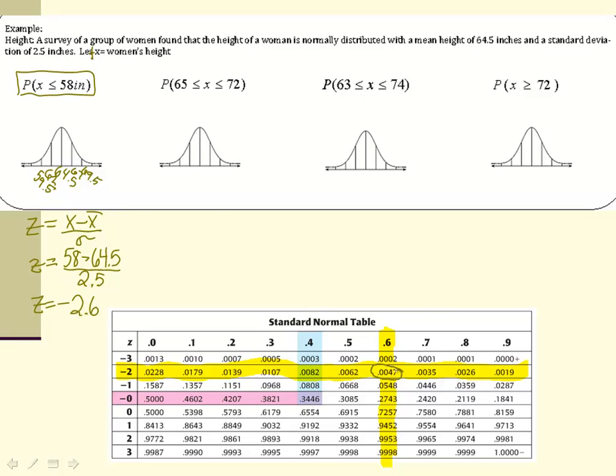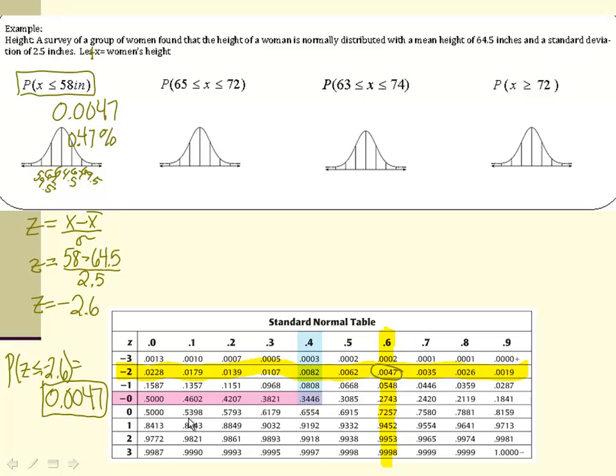So the probability that z is less than or equal to negative 2.6 is this. And because we transformed from 58 to negative 2.6, this is the probability that our value is less than or equal to 58 inches. If you wanted to change that to a decimal, it'd be 0.47%. It's not very likely at all. Let's do the next one here.